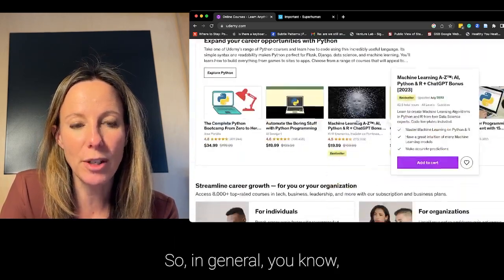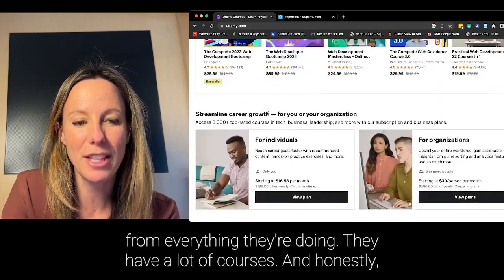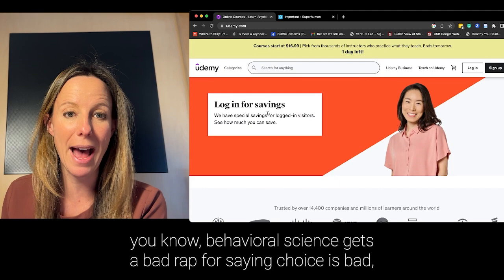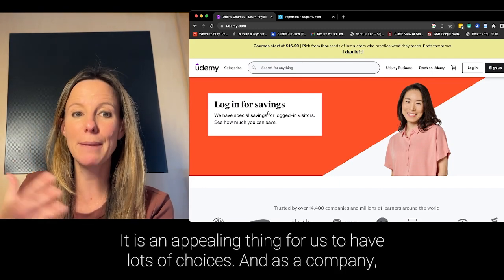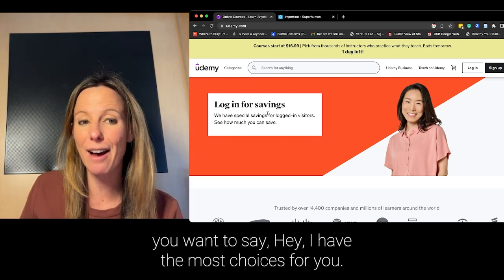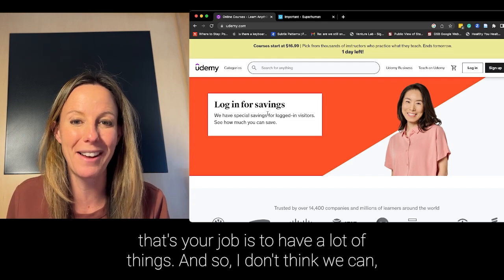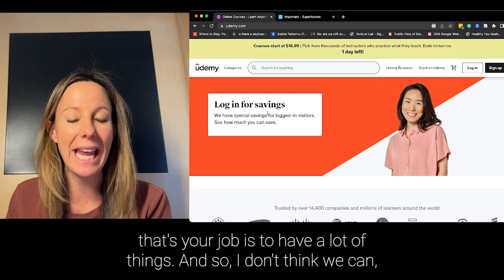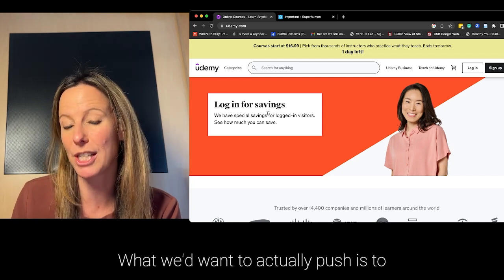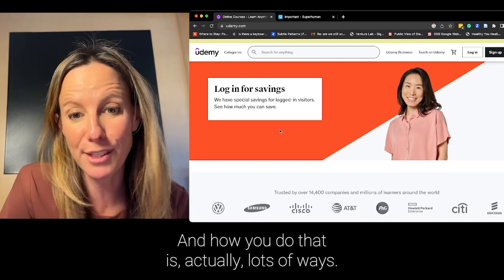So in general, they have a lot of courses. That is very clear from all of their homepages, from everything they're doing. They have a lot of courses. And honestly, behavioral science gets a bad rap for saying choice is bad, but choice does attract people. It is an appealing thing for us to have lots of choices. And as a company, you want to say, hey, I have the most choices for you. My marketplace is the biggest. If you're a marketplace, that's your job, is to have a lot of things. And so I don't think we can, with a good heart, recommend that they decrease the number of choices. What we want to actually push is to decrease the complexity of the decision to make the choice. And how you do that is actually lots of ways. We'll go over a few.